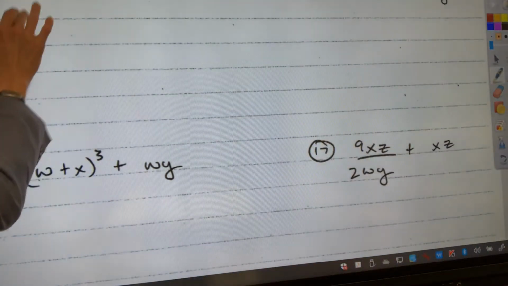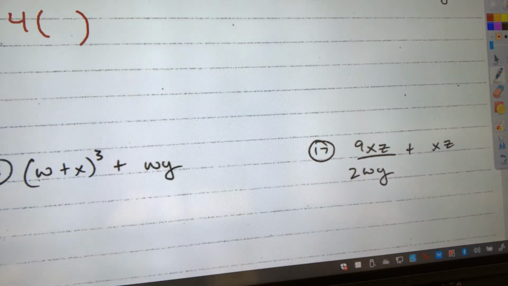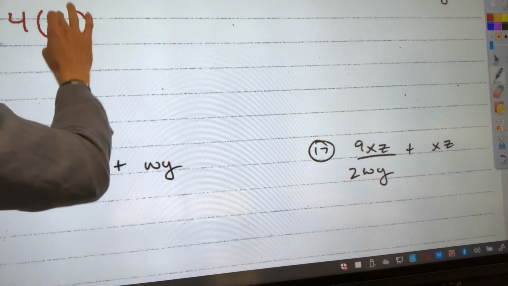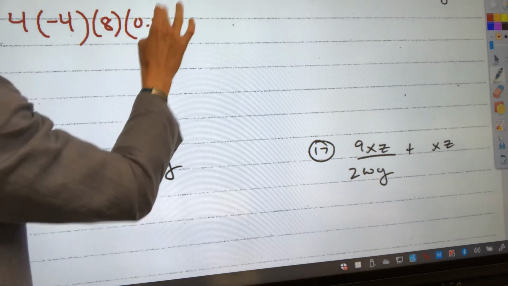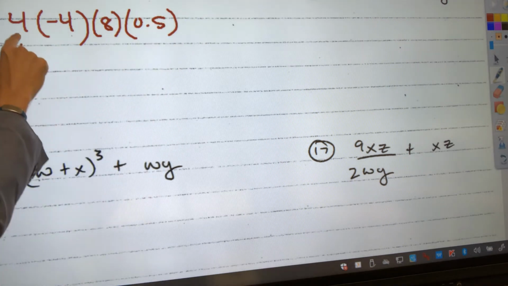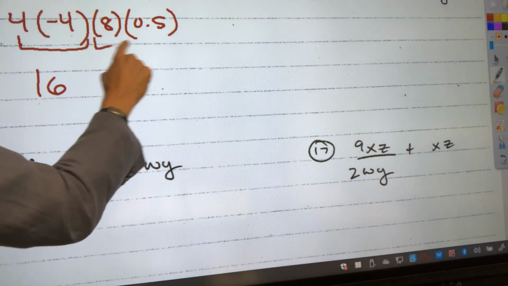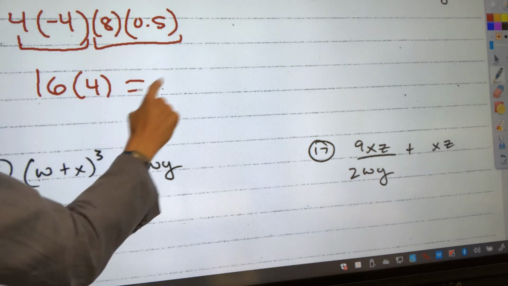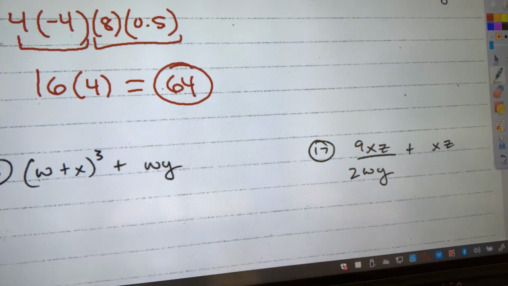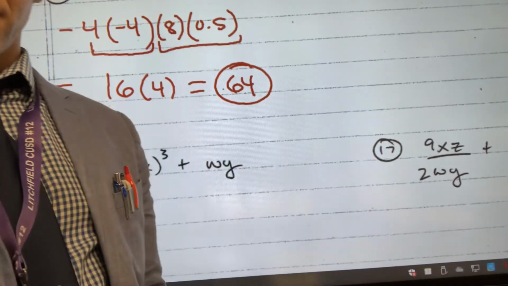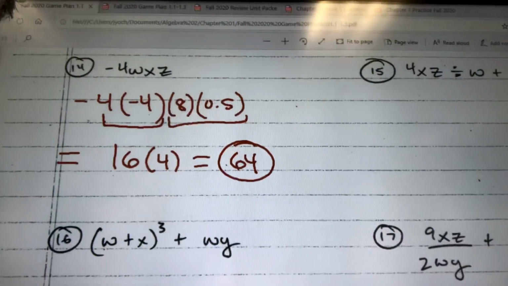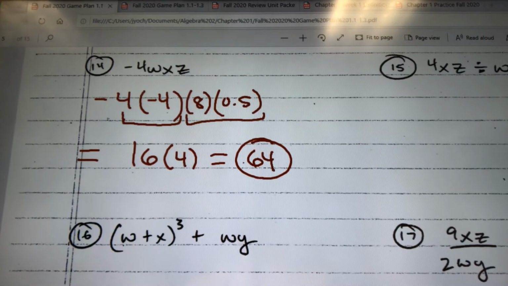14 says -4 times W. Is W 8? W is not. W is -4. Times X, which is 8. Times Z, which is 1/2 or 0.5. That gives you 16. This gives you 4. 16 times 4 is 64. That's one way to handle it. Do show good work on that. Are you guys able to see all that? I didn't even check. Okay, that was number 14. All right, there you go. Sorry about that.